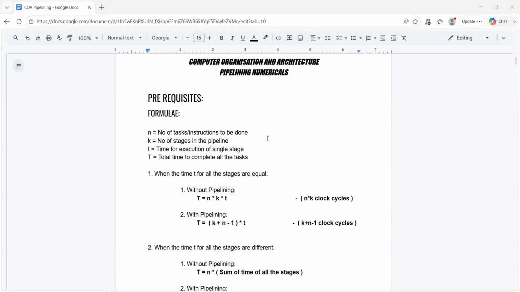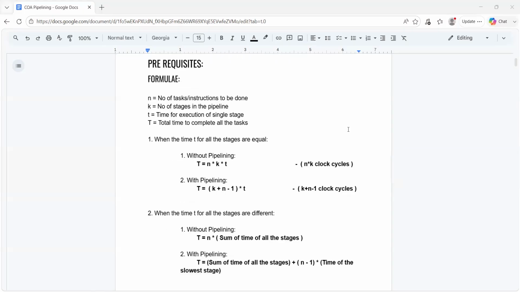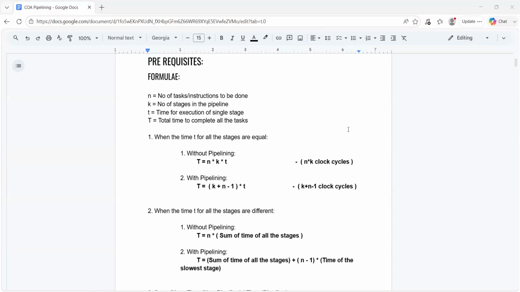We'll consider n as the number of instructions to be executed. K will be the number of stages. The small t will be the time for the execution of a single stage, and capital T will be the total time to complete all the tasks. For pipelining and non-pipelining, it depends. We have four formulas for pipelining mainly.